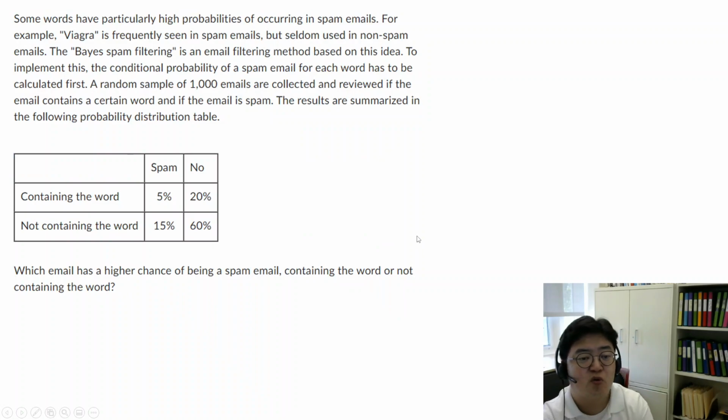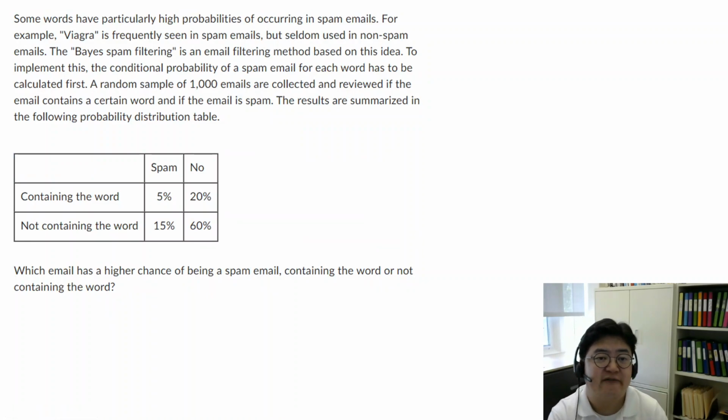Another similar question. Some words have particularly high probabilities of occurring in spam emails. For example, Viagra is frequently seen in spam emails, but rarely used in non-spam emails. So Bayesian spam filtering is an email filtering system based on this idea. For example, if you detect a word, say Viagra, then treat those emails as spam, right?